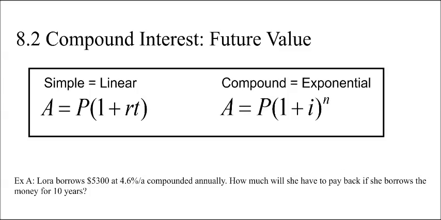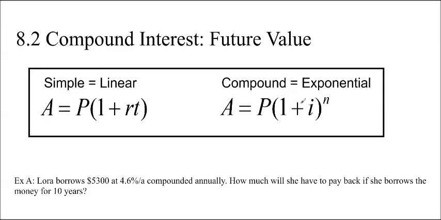We're going to be talking about future value. So how much would your investment or maybe your loan be worth in the future if we were compounding? Of course we know the difference between simple and compound interest. Simple interest is just linear. So the formula was A equals P times 1 plus RT. And we could use that formula if we want.